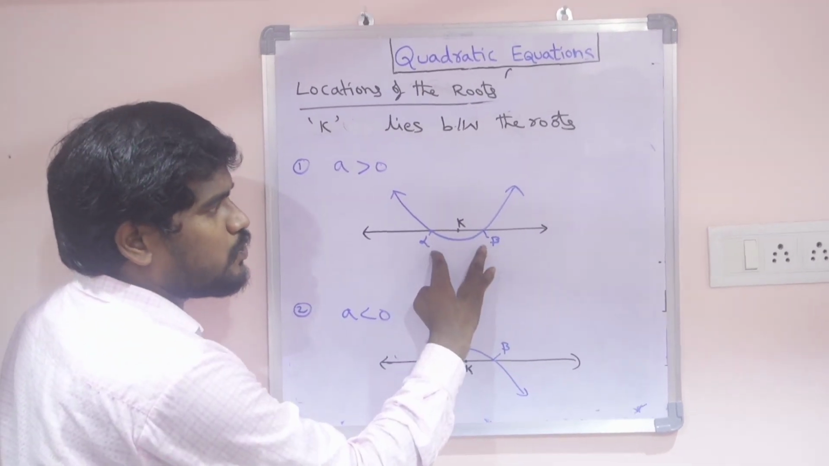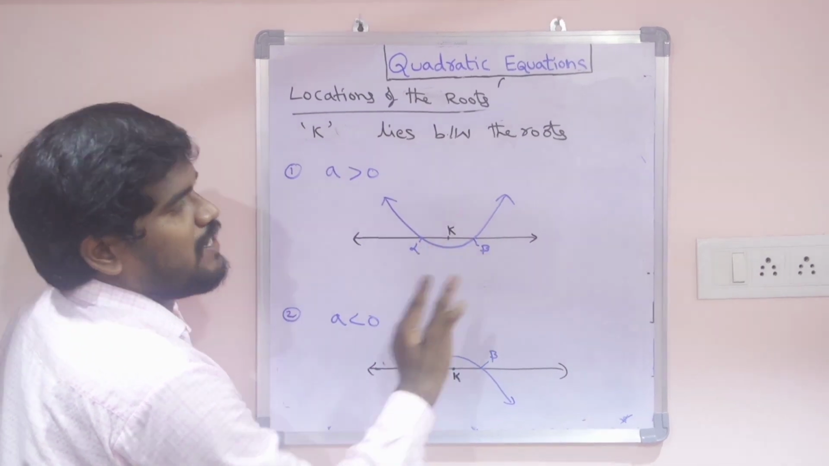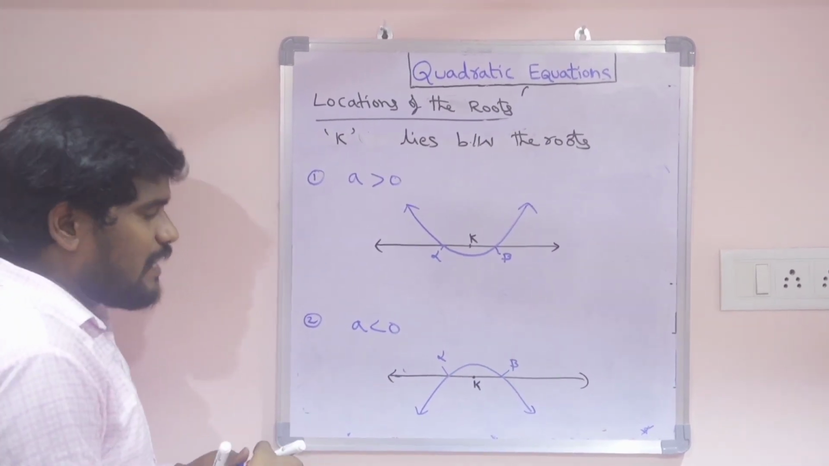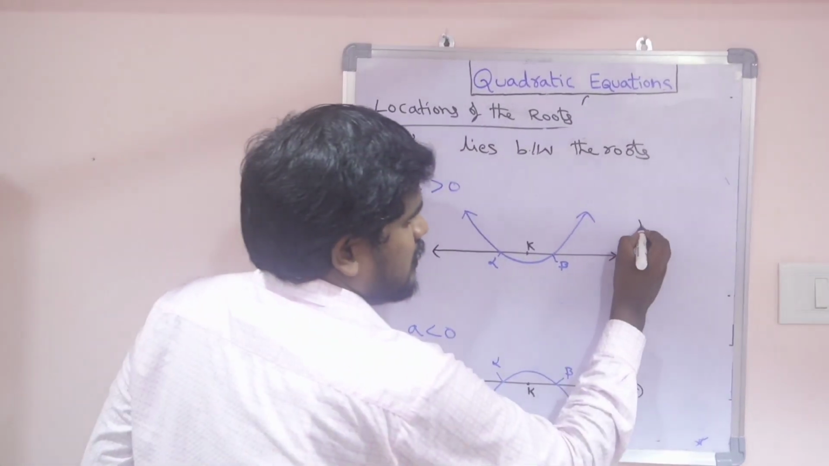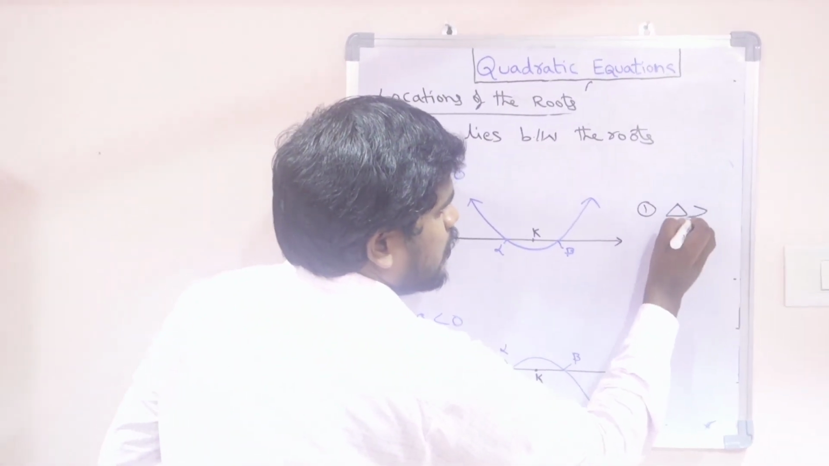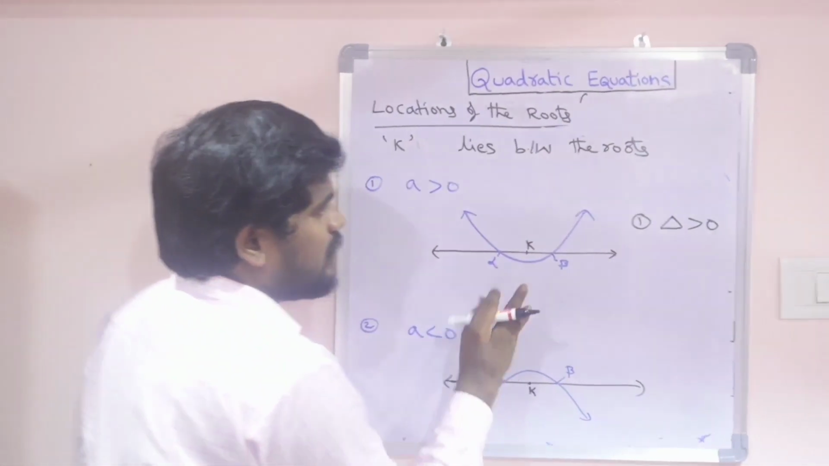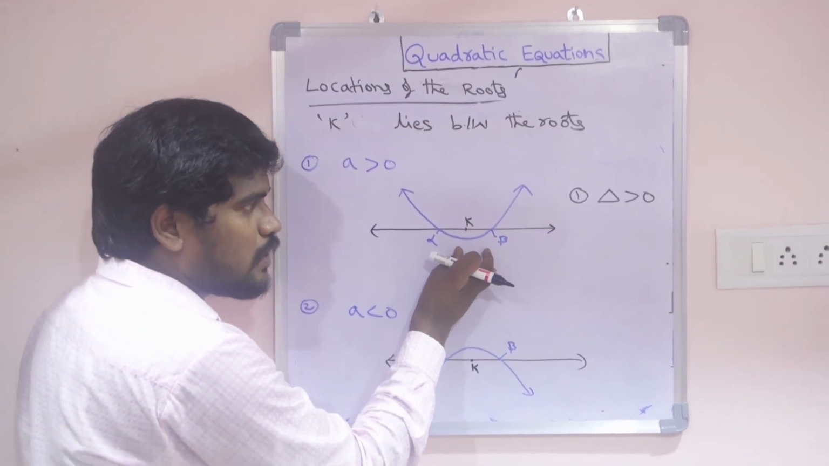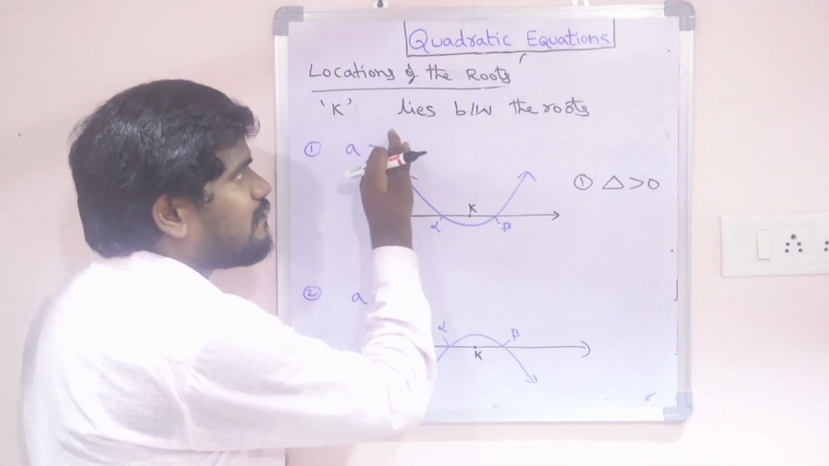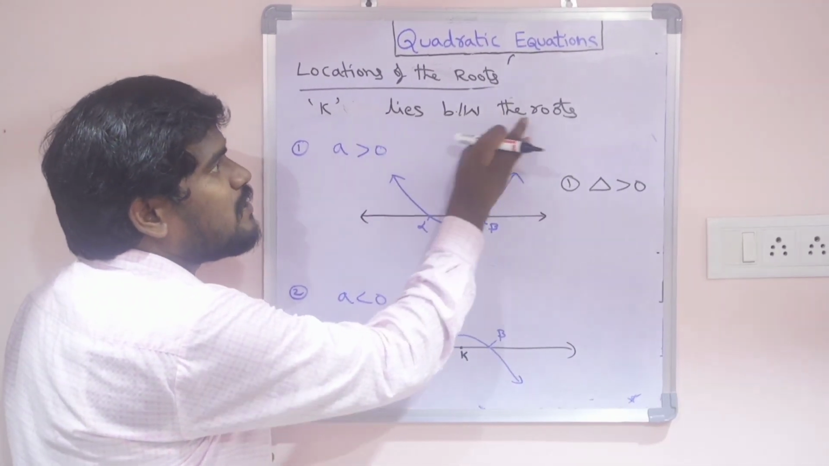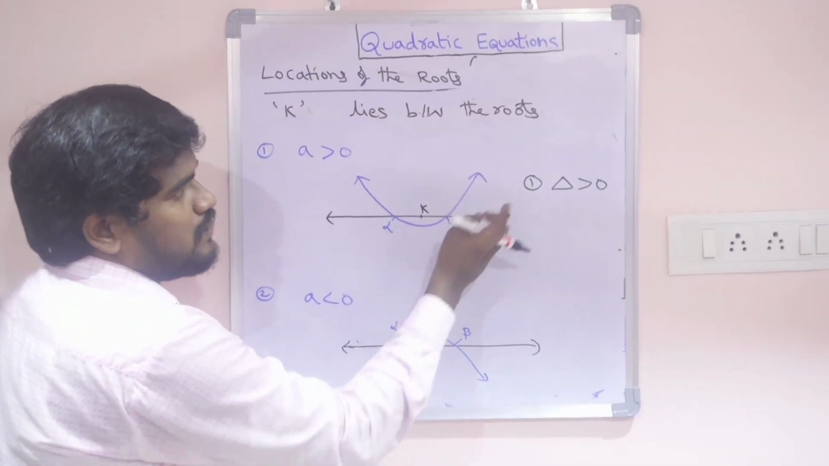So from this diagram we will say that we have compulsorily two distinct roots. Equal roots are not possible here. So that's why delta is greater than 0 only, as the first case. Delta greater than 0, not equal to 0, because two distinct roots. Equal roots is not possible because k lies between the roots. That's why different roots, delta greater than 0.